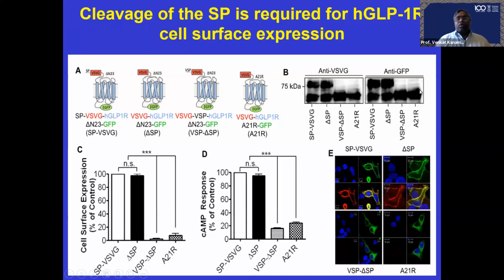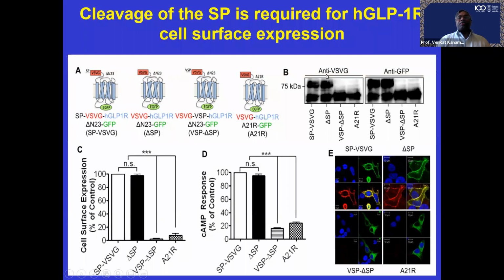Then when we replaced the signal peptide with a different signal peptide, which is a viral signal peptide, we know that it can't cleave off from the receptor due to differences in the substrate sequence. As you can see, when the signal peptide is no longer cleaved off, you don't see expression of the receptor at the cell surface. Similarly, if you mutate the receptor so that it cannot cleave off the signal peptide, then also you don't see the receptor localizing to the plasma membrane. We have used two different antibodies to show the same data.